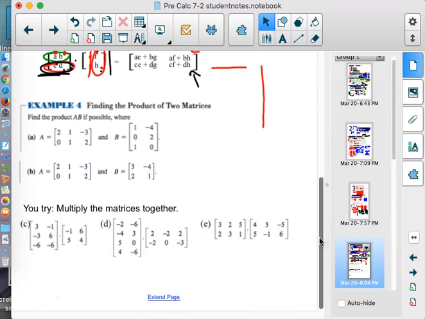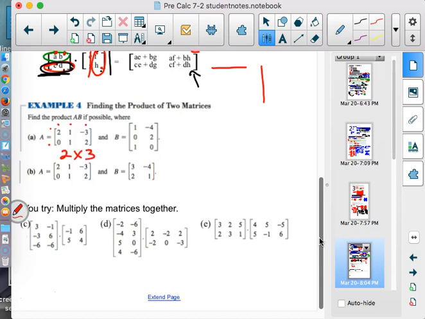So example 4 says, let's find the product of two matrices. And we're not guaranteed, first of all, that we could actually do this, because it says if possible. So I look at A and I see that I have 2 rows and 3 columns. So it's a 2 by 3. And then B is 1, 2, 3 rows by 2 columns. Well, that's good news. These 3's in the middle, they match. That means I can actually do this multiplication. And my answer will be 2 by 2.